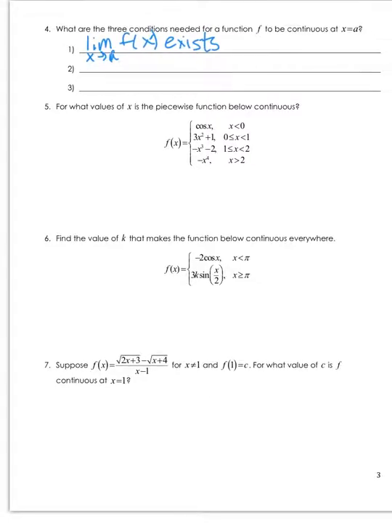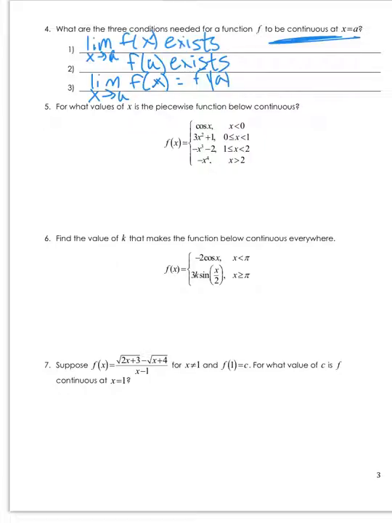Number 2, f of a exists. That has to be true. And then the last thing is that the limit as I approach a has to equal f of a. All right. So not only does the limit have to exist and f of a have to exist, but they have to equal each other in order for the function to be continuous at that particular value. Okay. We're going to do that right here in this problem.